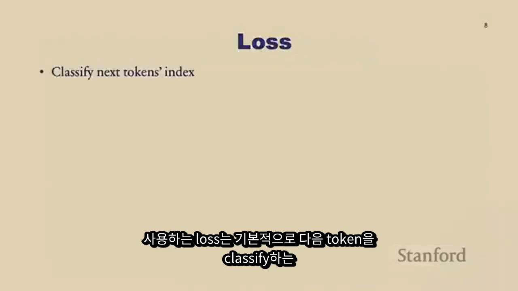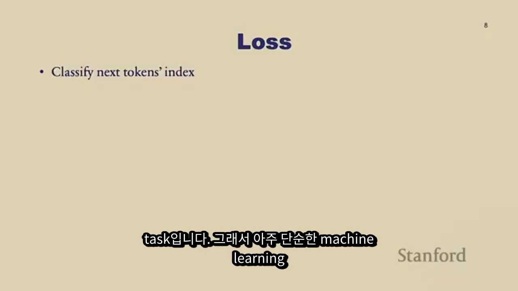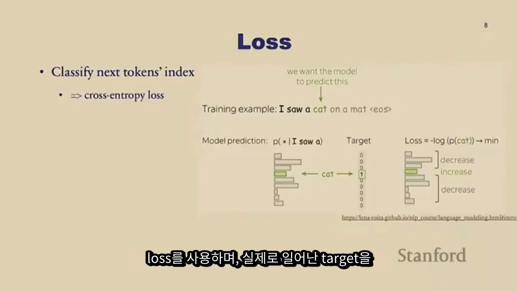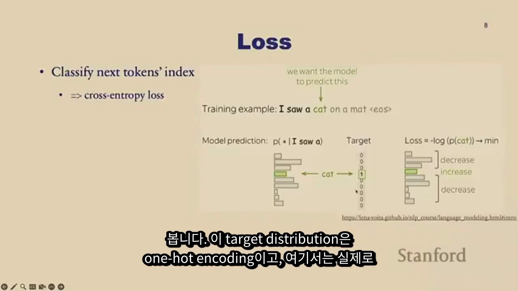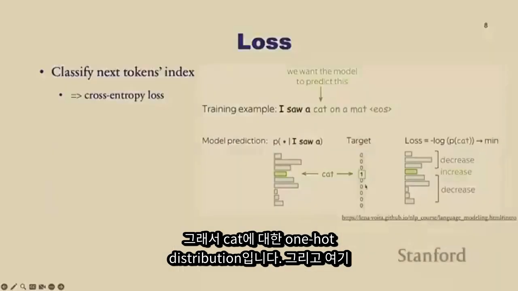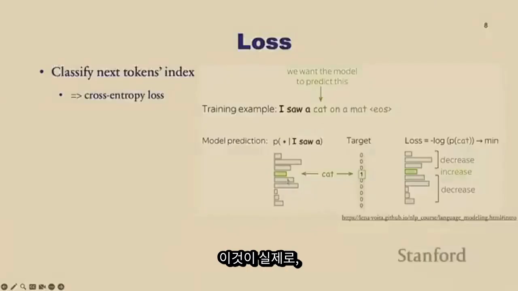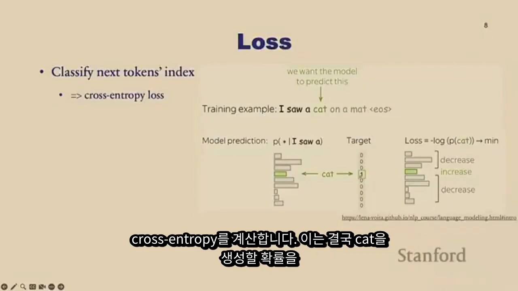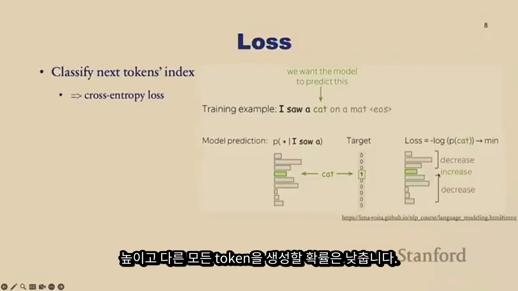And the loss that you use is essentially a task of classifying the next token. So it's a very simple kind of machine learning task. You use the cross-entropy loss, where you look at the actual target that happened, which is a target distribution, a one-hot encoding, which here says the real word that happened is cat. So that's a one-hot distribution over cat, and here, do you see my mouse? This is the distribution that you generated, and you do cross entropy, which really just increases the probability of generating cat and decreases the probability of generating all the other tokens.